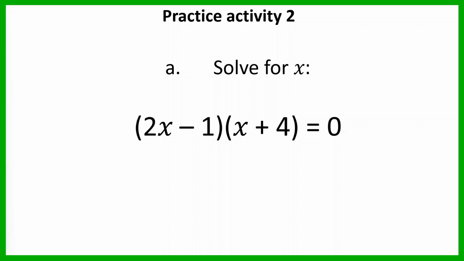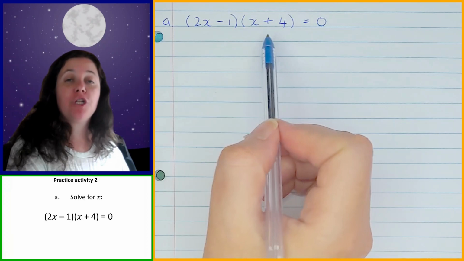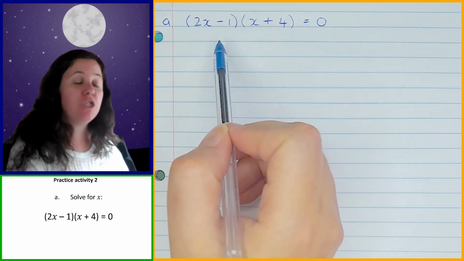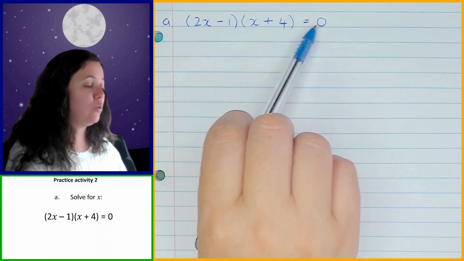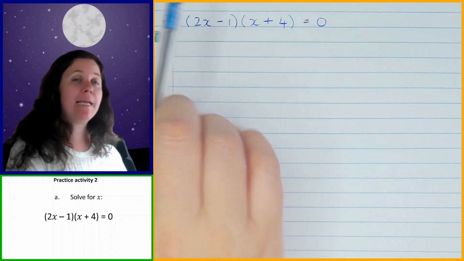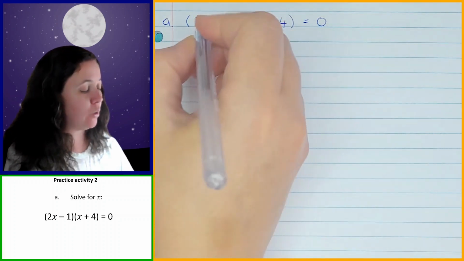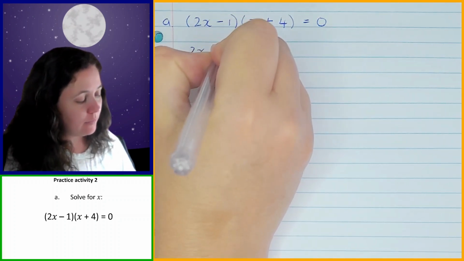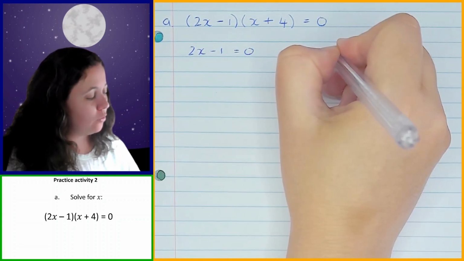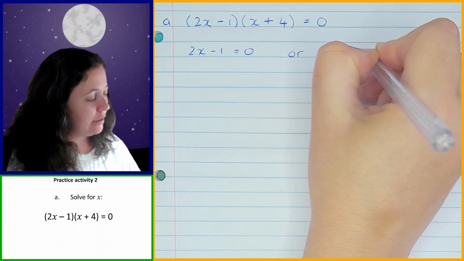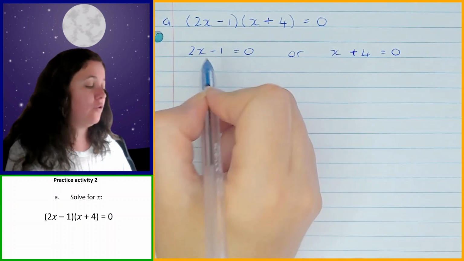Okay, so let's go through that question. So, like I said, we're not going to multiply this out over here. What I'm going to do is, because I've got a factor multiplied by another factor equal to 0, I'm going to take each of those factors and make them equal to 0 separately. So I've got 2x minus 1 equal to 0, or x plus 4 equal to 0. Okay, so now I'm going to go and solve for x over here.